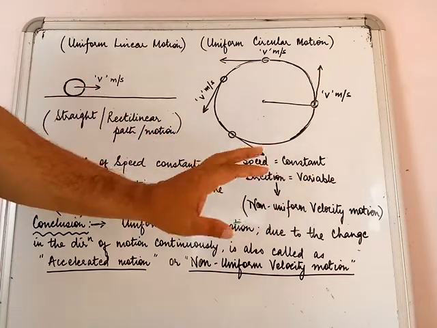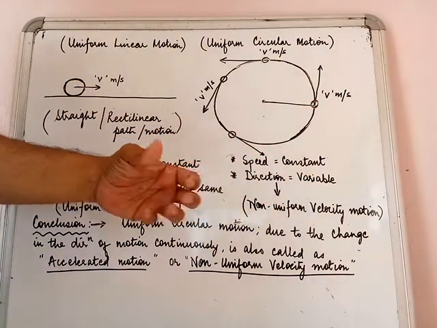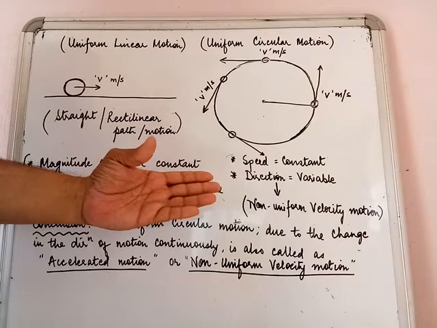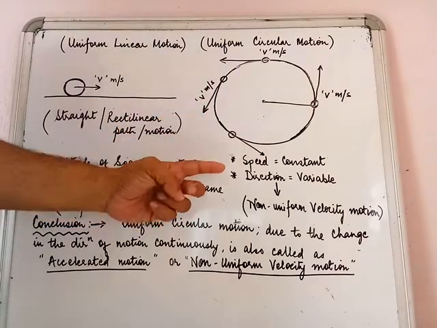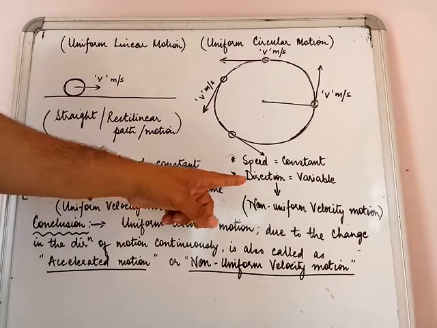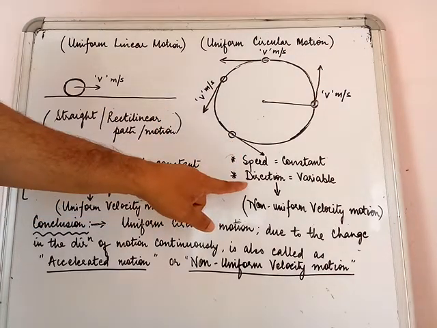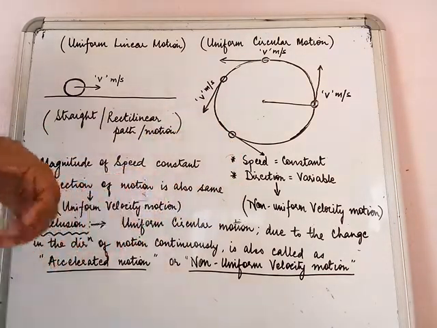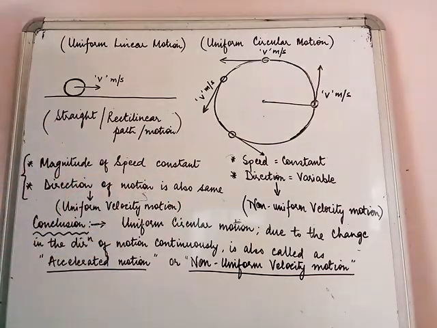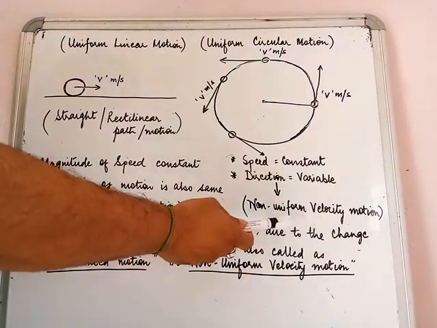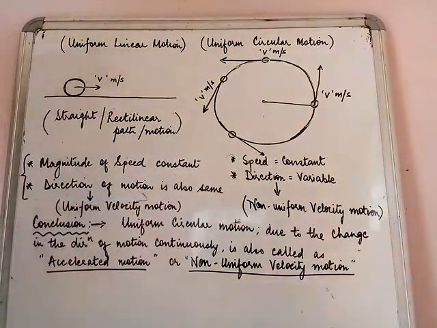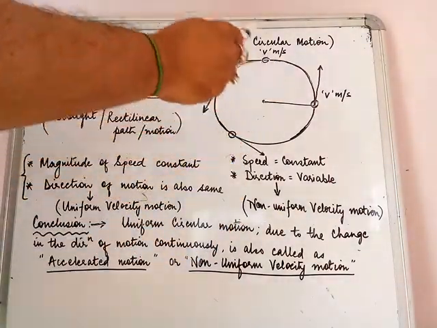Once again, when we talk in terms of velocity, we will consider both things, the speed, the value, as well as the direction. So although the speed is constant, the direction is changing, therefore we can say that this is not a uniform velocity motion, or it is a non-uniform velocity motion. The reason why it is non-uniform is because the direction changes continuously.